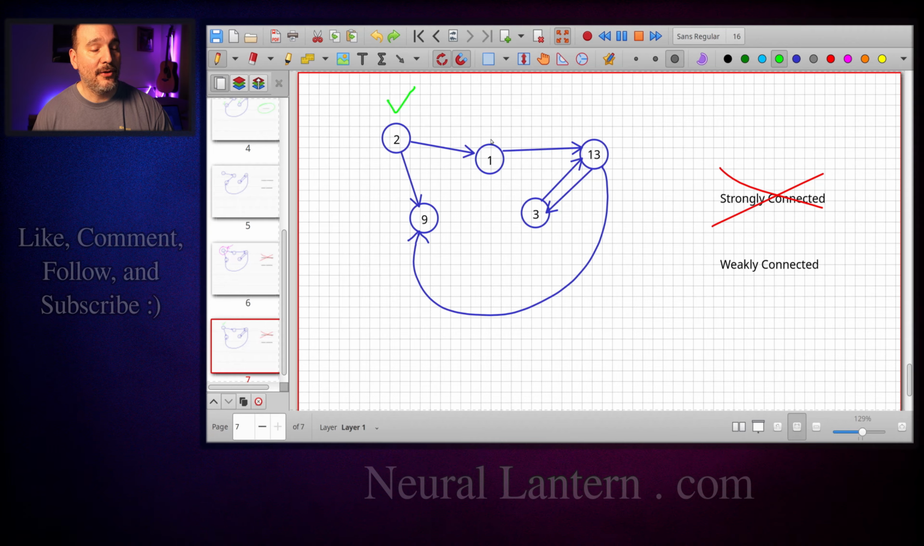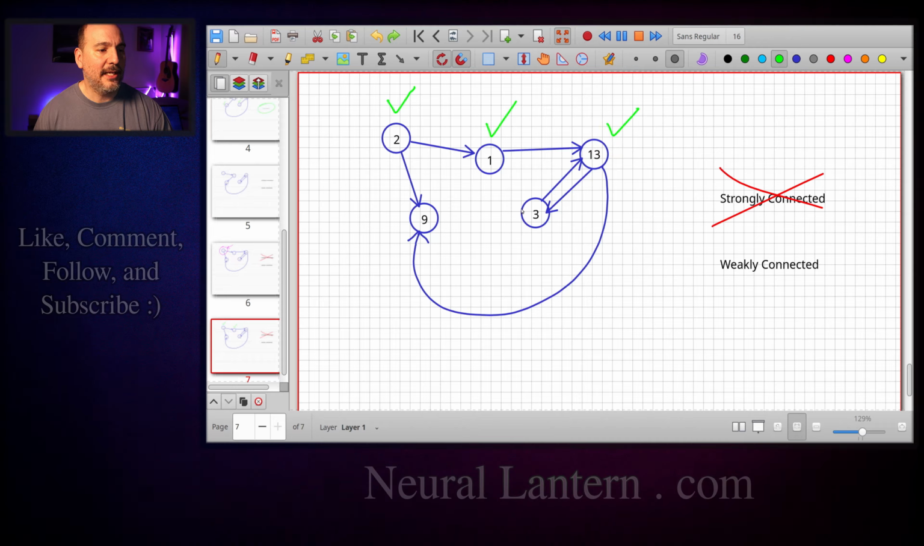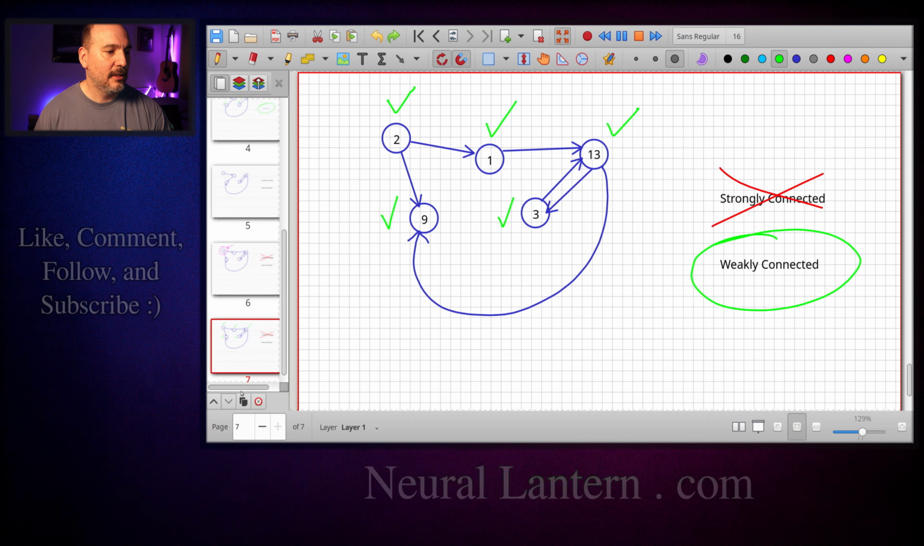The 1 node, if we ignore direction, can reach the 2 node. So I'm going to say the 1 is weakly connected, at least to everything else. I'm not even going to check to see if it's strongly connected to everything else. I think the answer is no, but we do the same thing for the 13. The 13 can reach the 1 pretty fast. The 3 can reach the 13. The 9 can reach the 2. So every single node can weakly reach, that's not an official term, every other node, which means this is a weakly connected graph. Okay, cool.